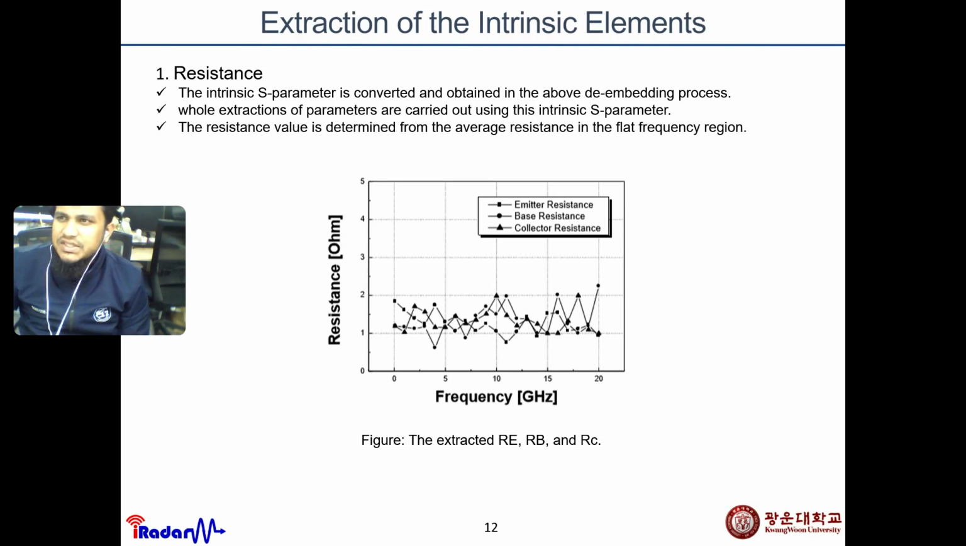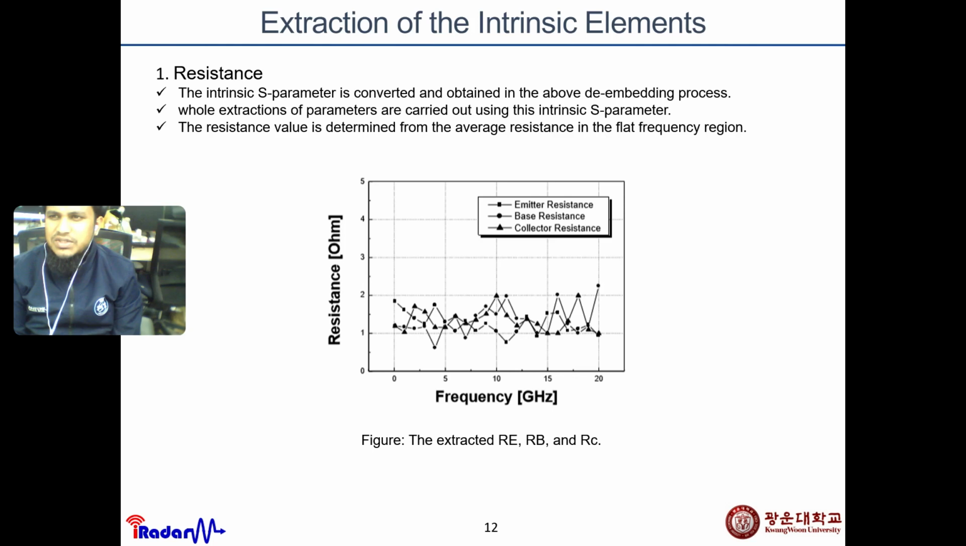Extraction of intrinsic elements. We know that there are two kinds of elements we need to add: one is intrinsic, and another is extrinsic. So the intrinsic elements are resistances. We know that when we measure RF, radio frequency, there is a parameter called the S parameter. The intrinsic S parameter is converted and obtained through the de-embedding process. The whole extraction of parameters is carried out using these extrinsic S parameters.